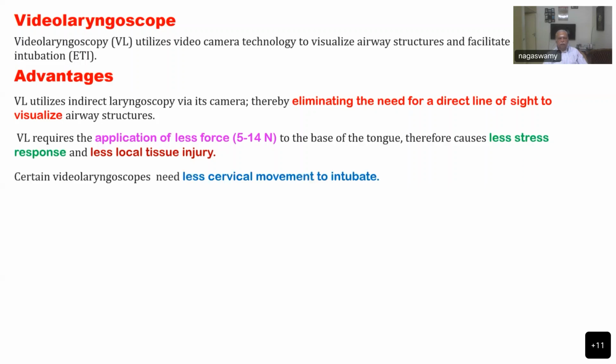The third one is that video laryngoscopes need very limited cervical movement. Unlike Macintosh direct laryngoscopy, where you have to put the patient in the sniffing position with flexion of the cervical spine and extension at the atlanto-occipital joint, this is not required. You can do it without much disruption, especially in cases of cervical injury.